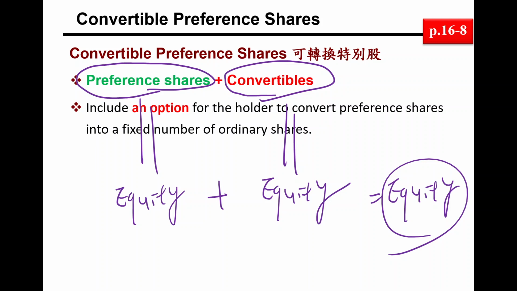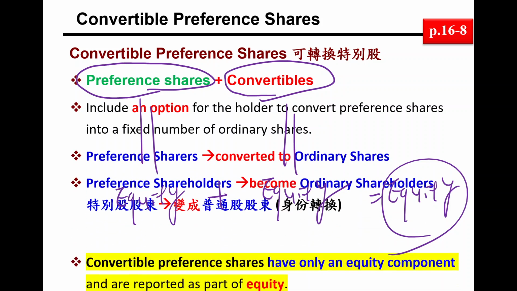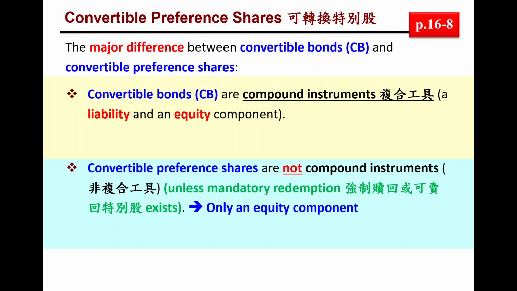Why? Because they are in the same section. Since they are in the same section, do we need to separate into two parts? We don't need to. For CB we need the with and without method. Why? Because for CB we have a liability and we have equity. They are totally different, so we have to separate into two parts and report them in two sections. But for this one, we don't need to because they are only equity. So we don't need the with and without method for convertible preference shares.